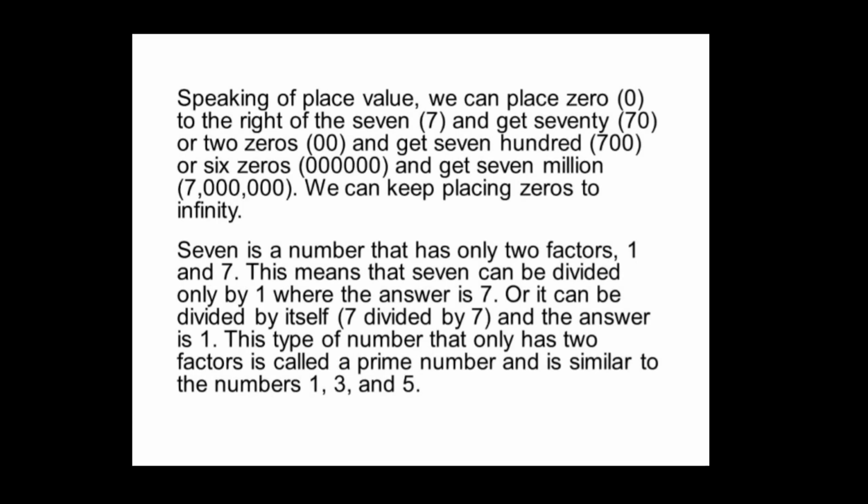7 is a number that has only two factors, 1 and 7. This means that 7 can be divided only by 1, where the answer is 7, or it can be divided by itself, 7 divided by 7, and the answer is 1. This type of number that only has two factors is called a prime number and is similar to the numbers 1, 3, and 5.